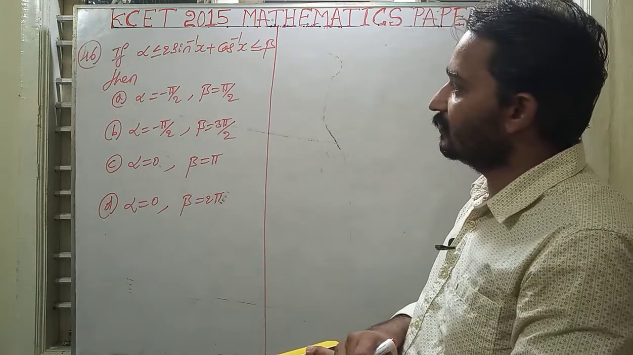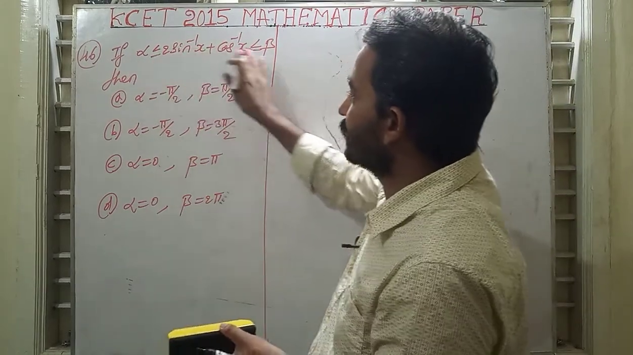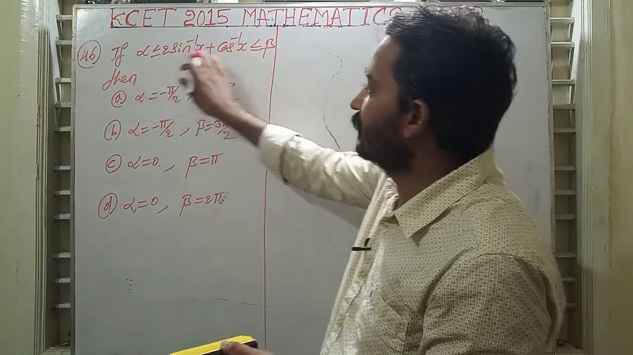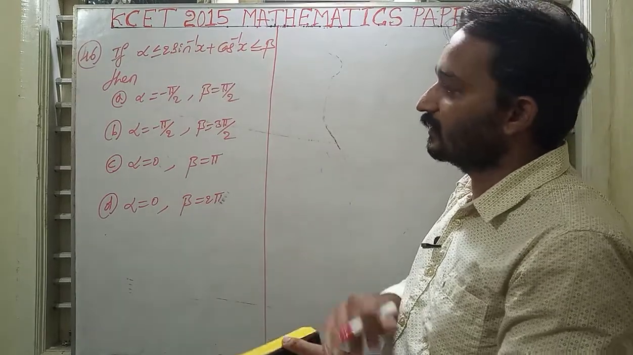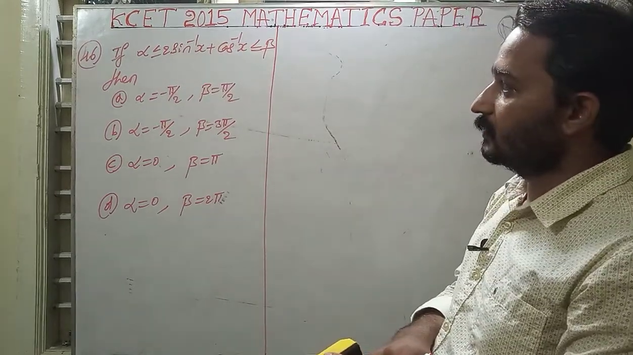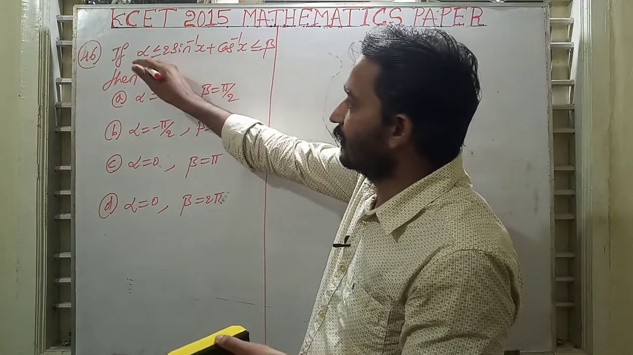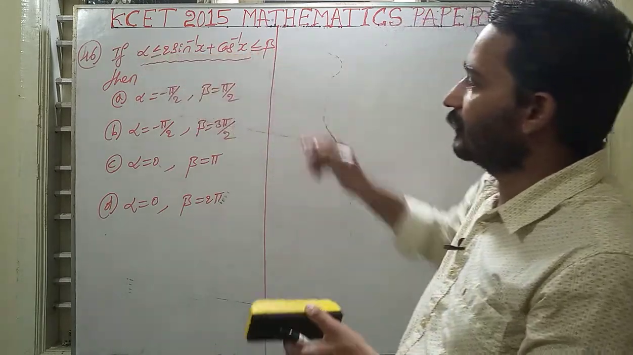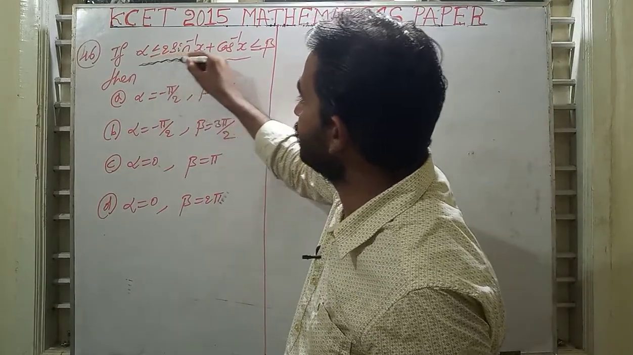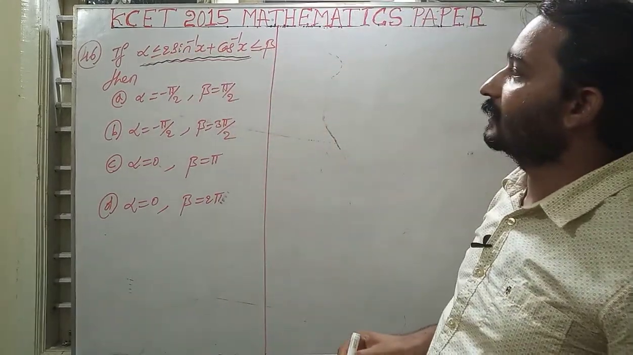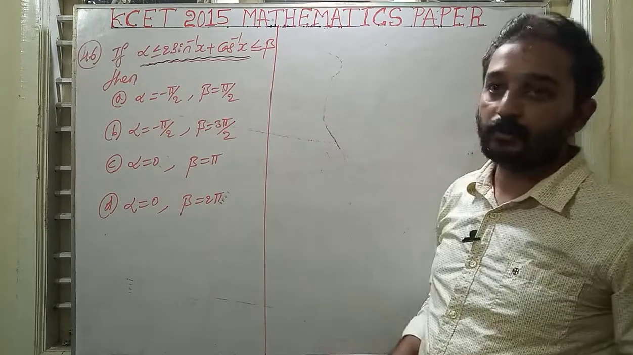So this is also a find the minimum and maximum value type question, but it can be solved by using inverse trigonometry. Okay, so now let us take the given data, which is 2 sin inverse x plus cos inverse x, greater than or equal to alpha, less than or equal to beta.